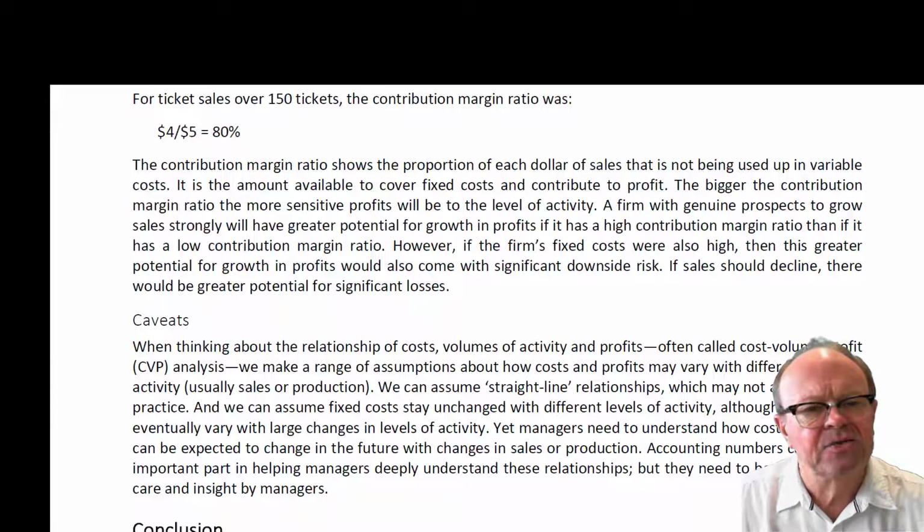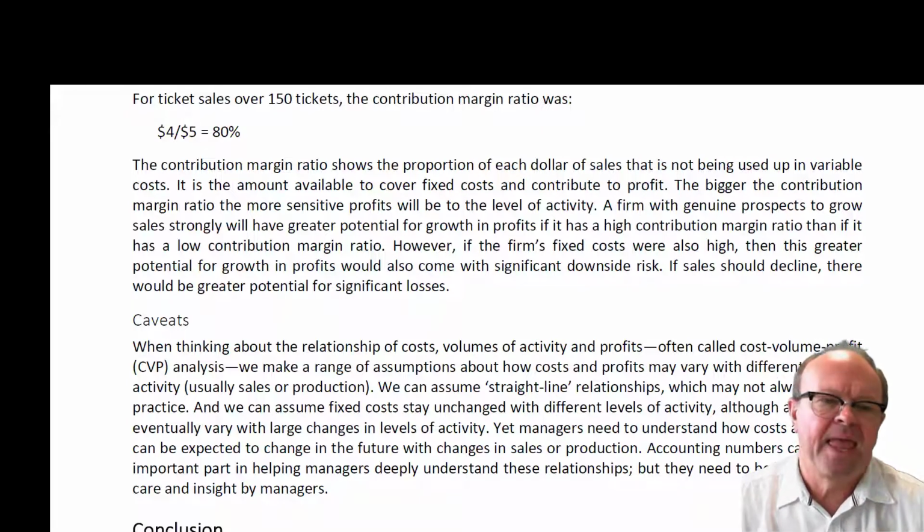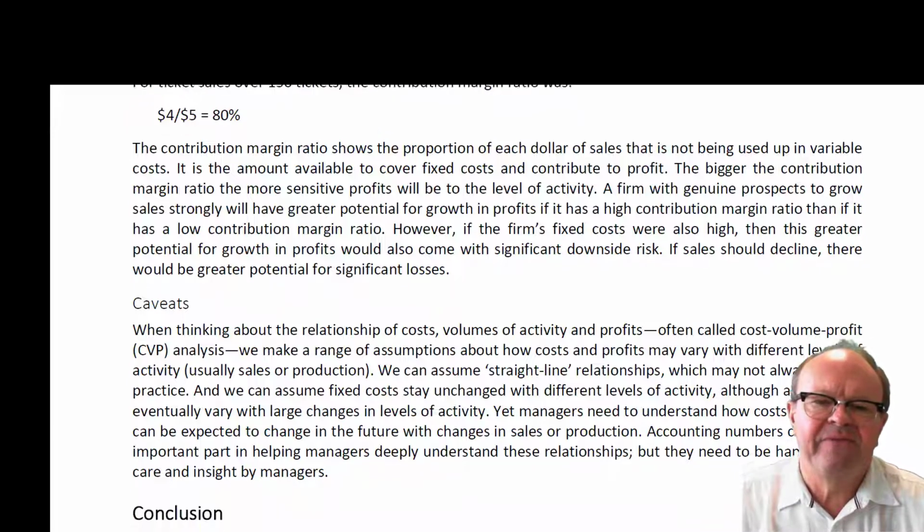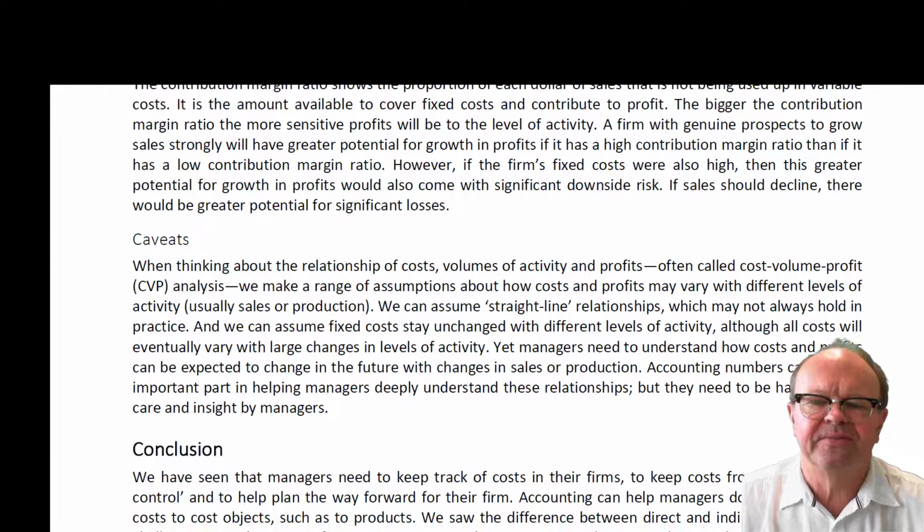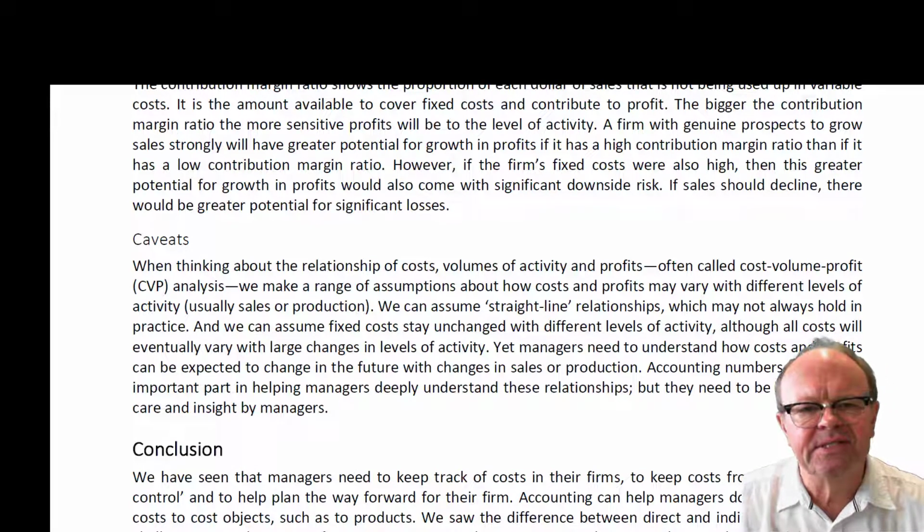The contribution margin ratio shows the proportion of each dollar of sales that is not being used up in variable costs. It is the amount available to cover fixed costs and contribute to profit. The bigger the contribution margin ratio, the more sensitive profits will be to the level of activity. A firm with genuine prospects to grow sales strongly will have greater potential for growth in profits if it has a high contribution margin ratio than if it has a low contribution margin ratio.